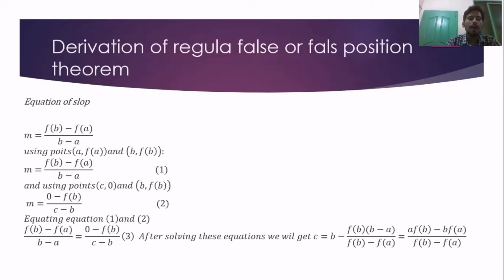Using the points c comma 0 and b comma f of b, and putting them in the equation of a line, we achieve 0 minus f of b over c minus b. This is our equation 2. Then we equate both equations. We finally achieve c equals b minus f of b times b minus a over f of b minus f of a, which equals a f of b minus b f of a over f of b minus f of a.